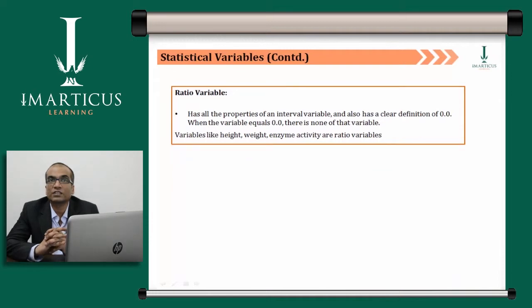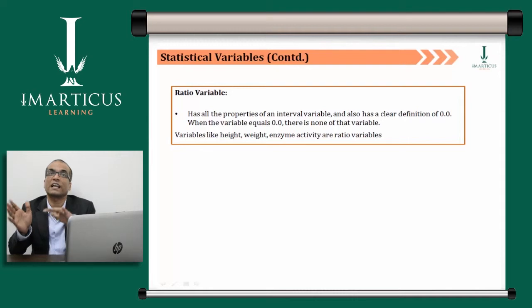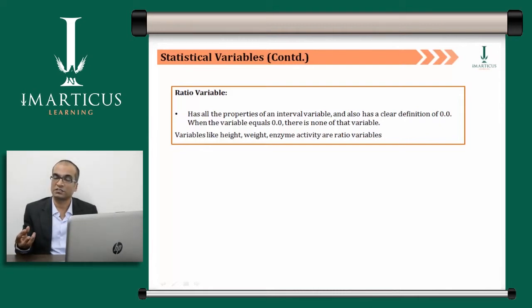Now, a ratio variable has all the properties of an interval variable and has a clear definition of a zero, which was lacking in the interval variable. So a ratio variable will have a typical zero definition. If you look at temperature again as a variable, take the Kelvin scale, right? If you are measuring energy on the Kelvin scale, a zero means an absolute zero. That means if a process has zero Kelvin temperature, there is no energy present, right? That's absolute zero.